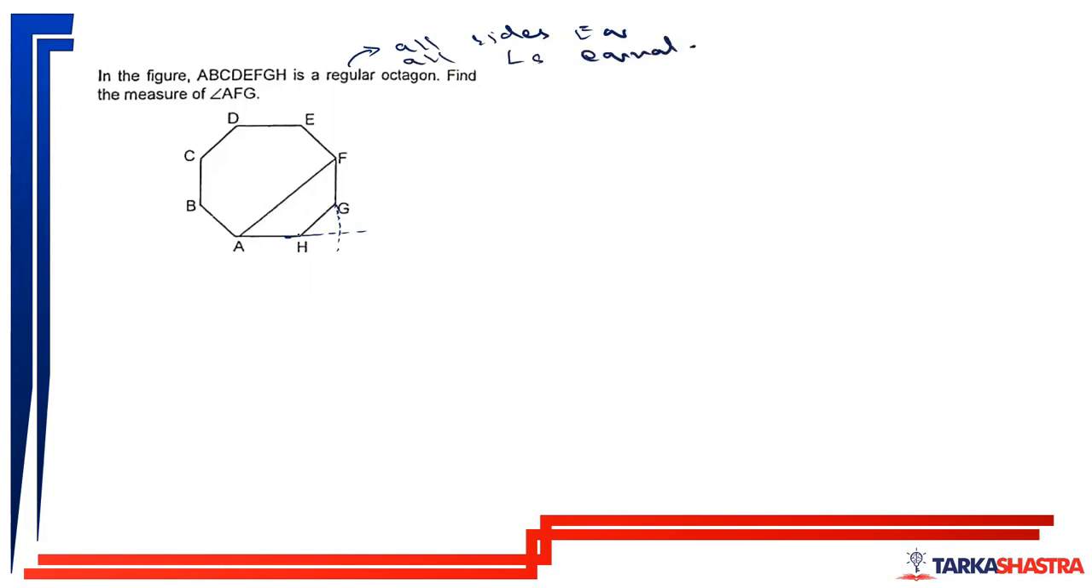Okay. So now, what will be the internal angle? Internal angle will be 180 minus 360 by n, which is 360 by 8 in this case. So 8 fives are 40, 8 fours are 32, so the internal angle will be 135. So this internal angle is 135, so this external angle will be 45.